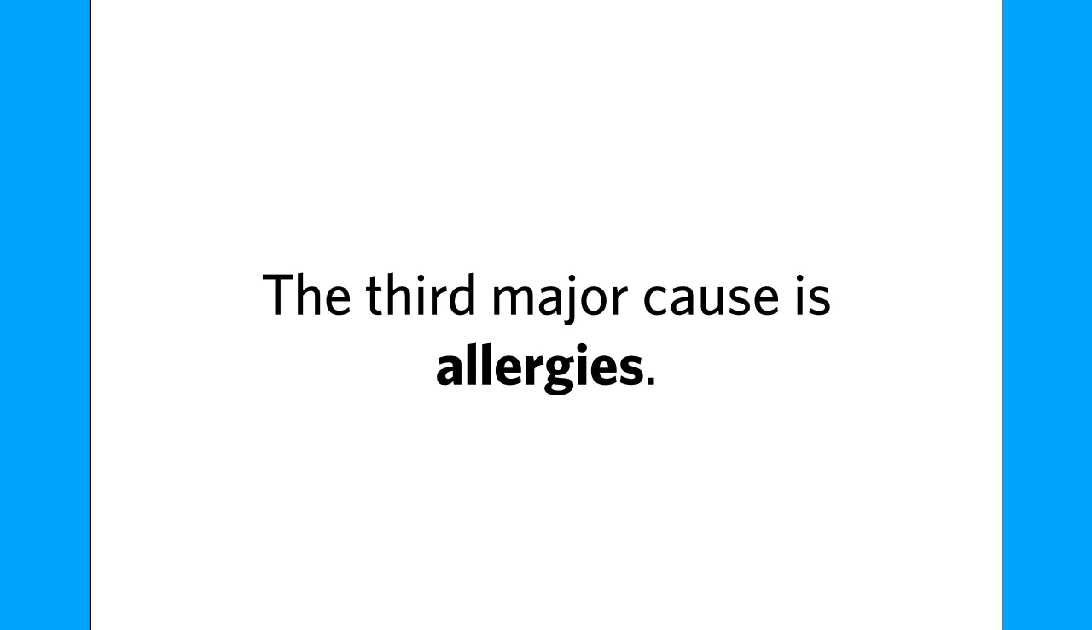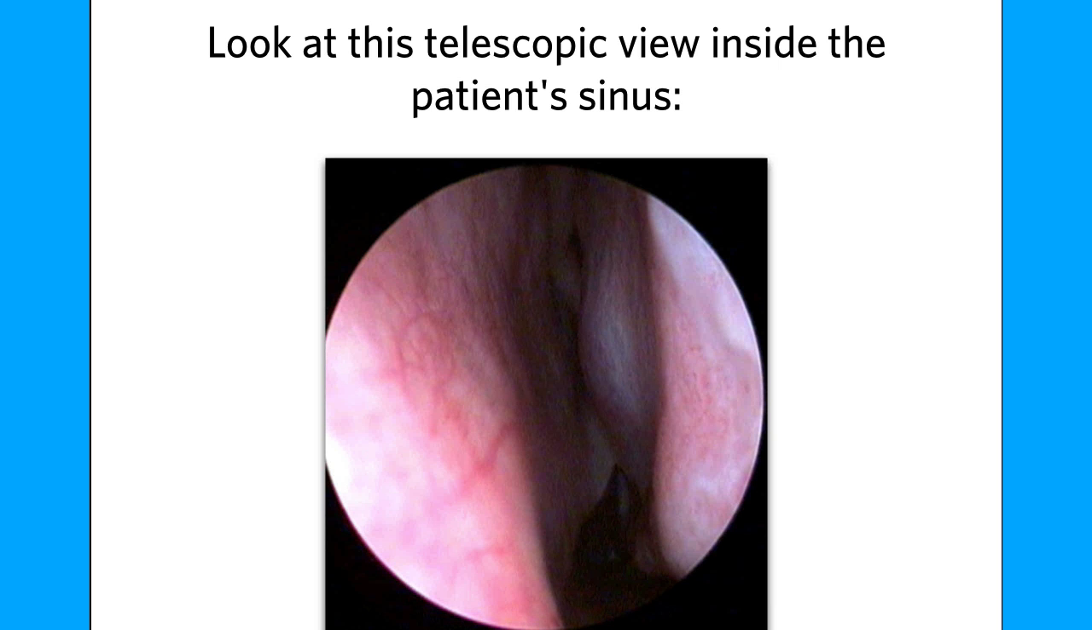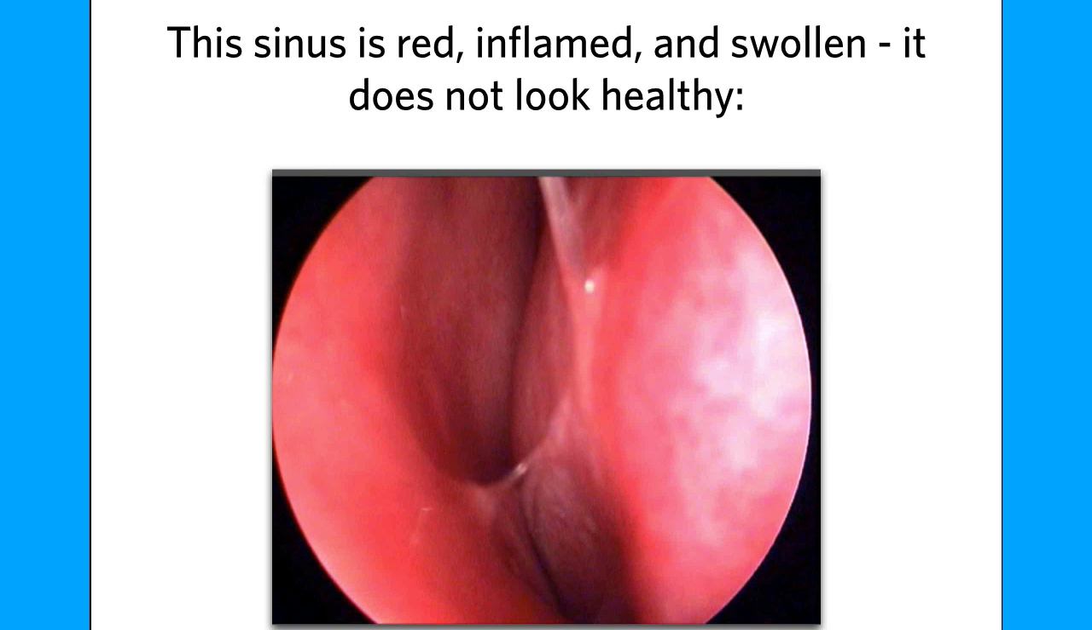The third major cause is allergies. Look at this telescopic view inside the patient's sinus. There's a bit of deviation in the back, but notice that the tissue is pink and looks healthy. Now in this view, the sinus is red, inflamed and swollen. It does not look healthy. This is a picture we might see in a patient with chronic allergies or even a low-grade infection.